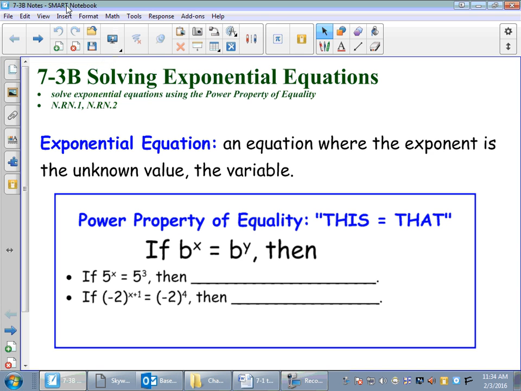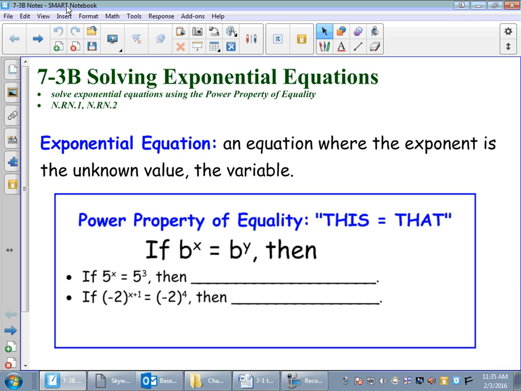These are your 7-3B notes, solving exponential equations. In this section, we're going to learn how to solve exponential equations using the power property of equality. And so first, before we can solve an exponential equation, we should probably understand what that actually means.